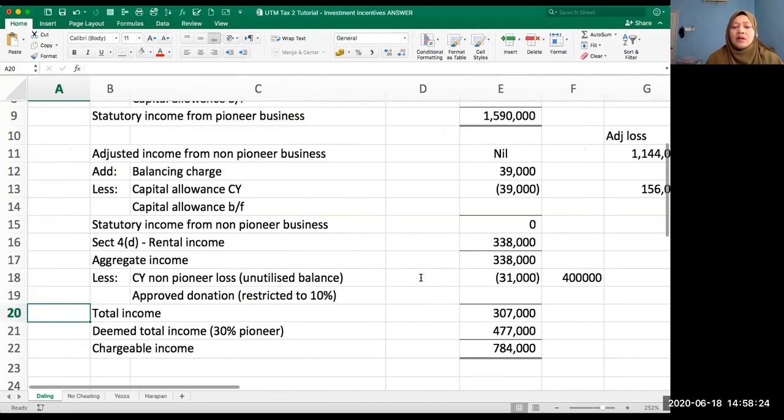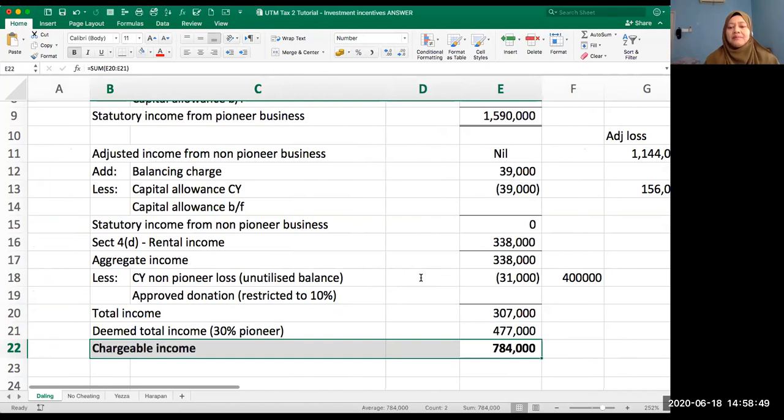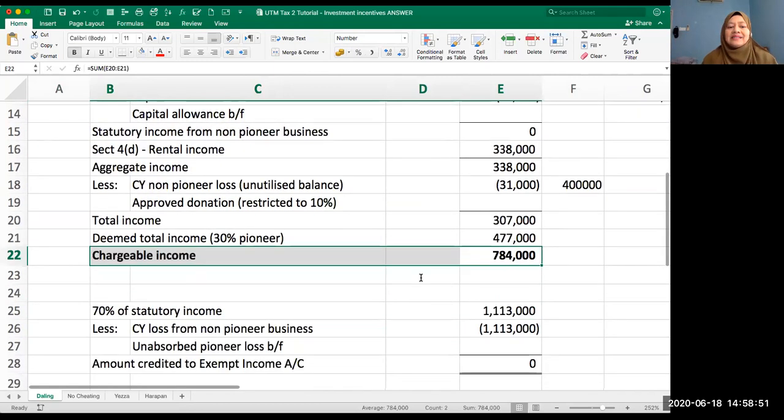So here is what we call total income, 307,000. Your deemed income is 30% of your FI. Then you have a chargeable income of 784,000. This question is only for 1 year. There are two businesses, one non-pioneer and the other a pioneer business, but it's only for 1 year of assessment. So it's very straightforward. What you want to know is how much is your chargeable income, and you also want to know your exempt income.